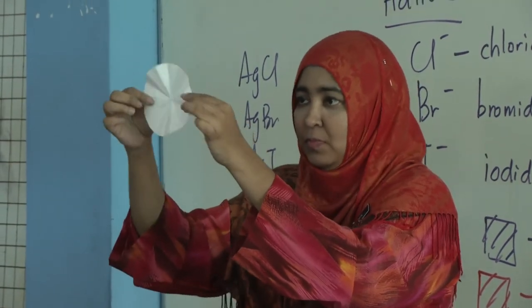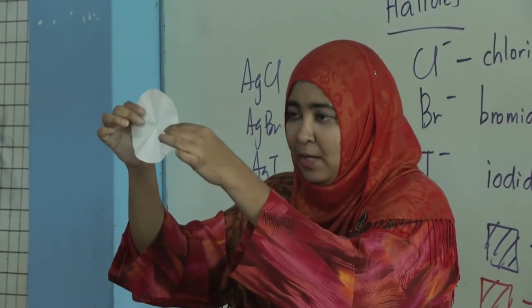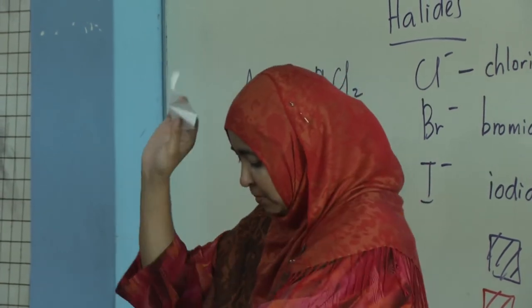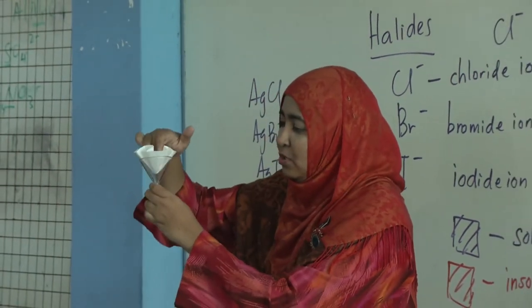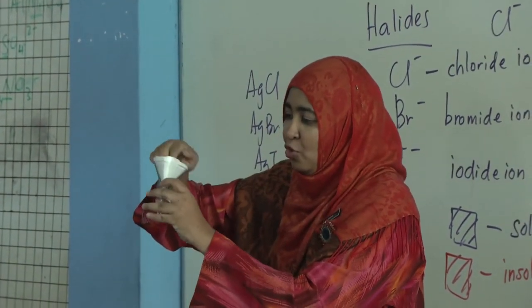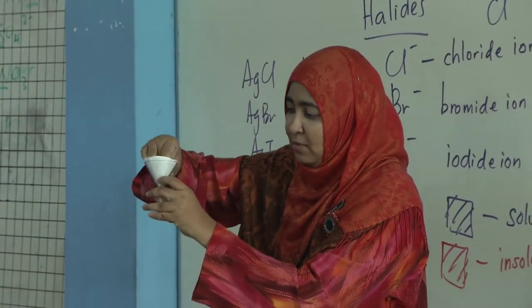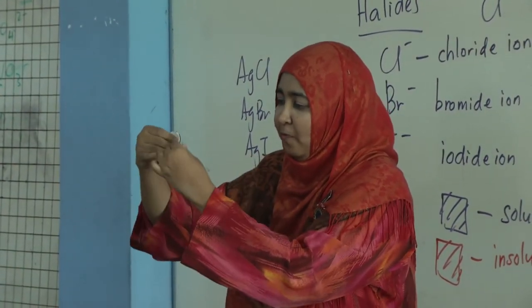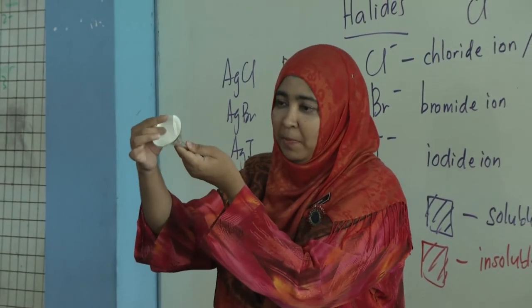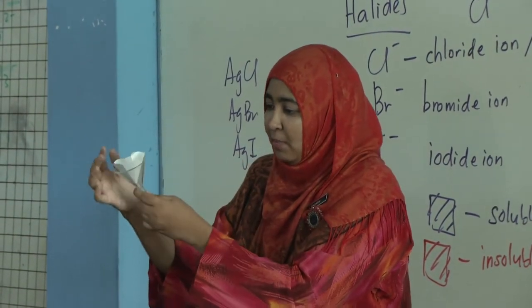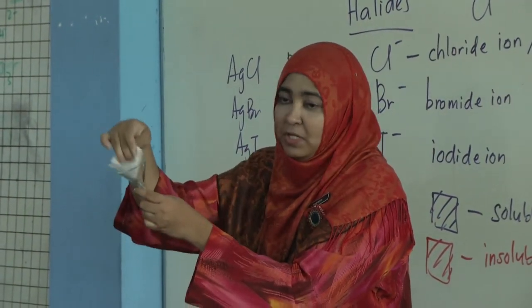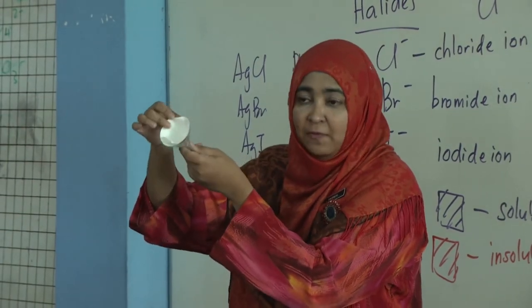some folded lines there. Okay, so you use this filter paper, the folded filter paper, try to fit in. So you use the folded lines, to fit the filter paper into the filter funnel. But as you can see, the filter paper does not sit properly inside the filter funnel.